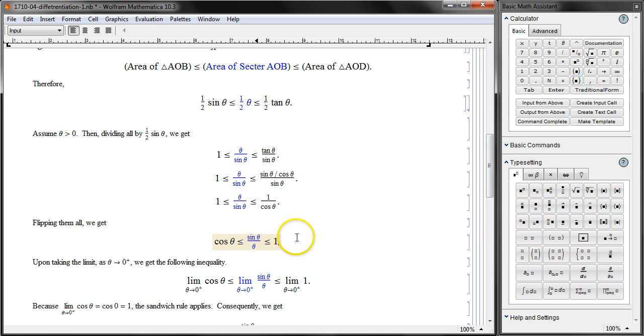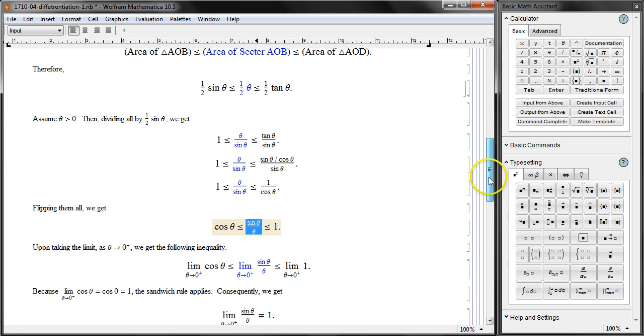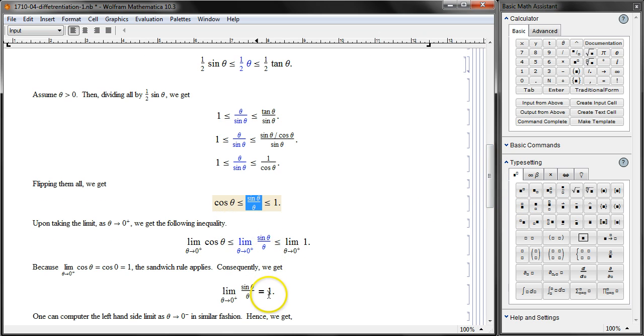Alright, now that we have this inequality, we can take the limit. Limit of cosine, that's 1, and limit of this constant, that's 1. So the left hand side and right hand side are both converging to the same value, so the middle quantity will have to converge to the same value as well. And that's how you can prove the middle quantity converges to 1.